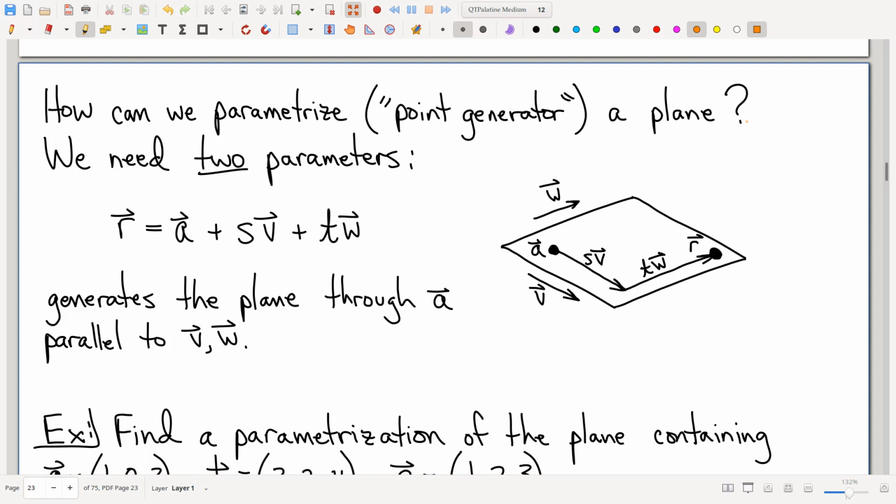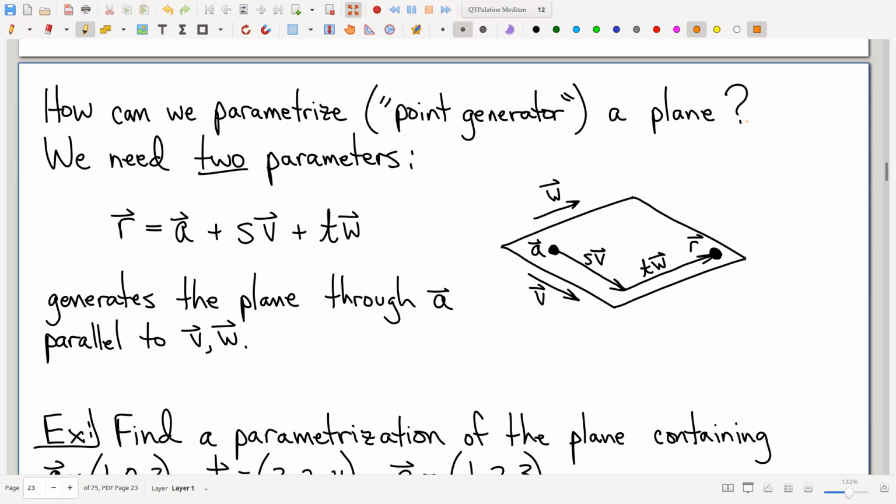Much later, chapter 7, we will go into much greater detail about how to parameterize surfaces. Doesn't make any sense to do it now. We won't be using them until chapter 7. But while we're here doing lines and planes, it does make sense to talk about parameterizing a plane.